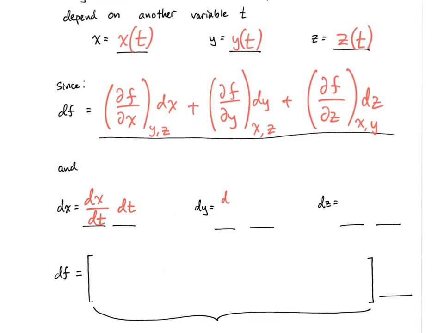And the same is true for y: a derivative of y with respect to t times some minuscule change in t. And the same is also true for z: a derivative of z with respect to time multiplied times some small change in time.